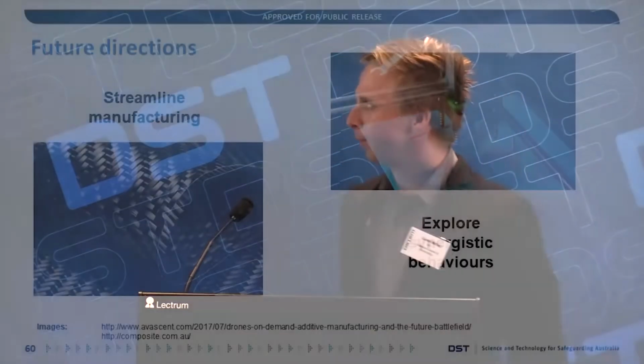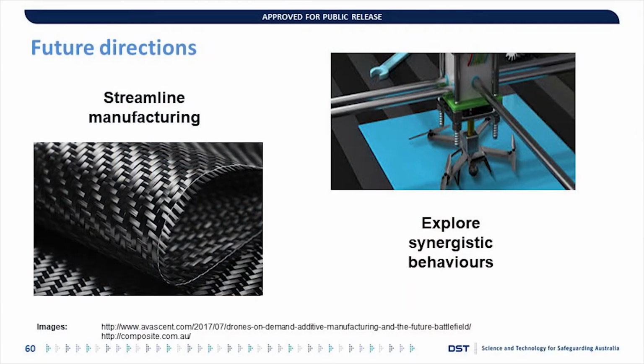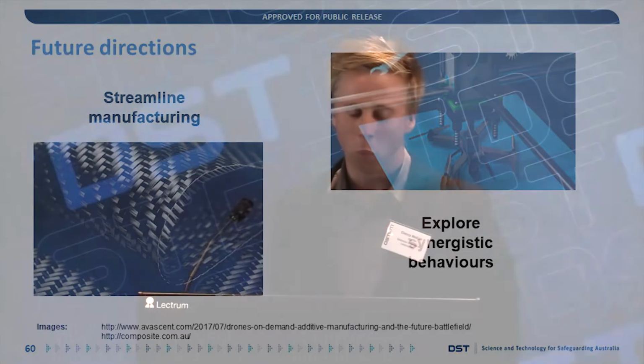Our future directions are incorporating streamlined manufacturing. Currently, our manufacturing is very inconsistent and very labour intensive. We also want to incorporate composite fibres to increase the structural performance of the composite. Also exploring the 3D additive manufacturing printing capabilities of this new material, and also exploring the synergistic behaviours between the electromagnetic domain and the mechanical domain.